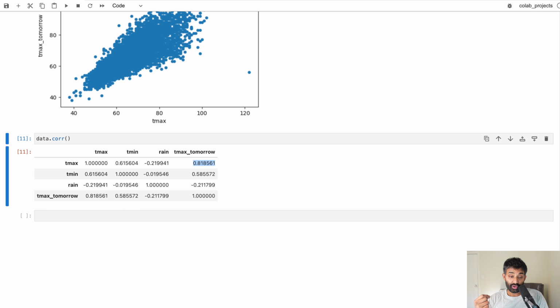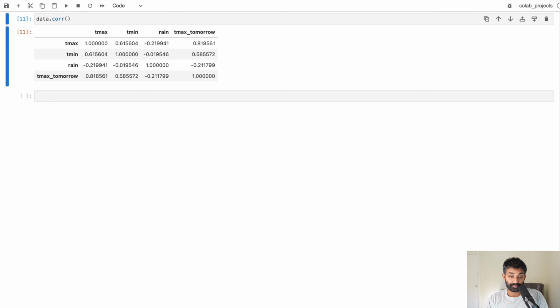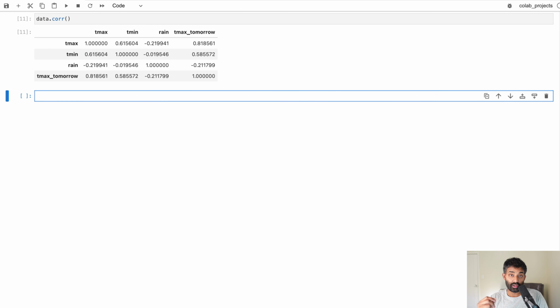Now, if there was a perfect linear relationship between Tmax tomorrow and Tmax, we would see a correlation coefficient of 1. So whenever Tmax increases, Tmax tomorrow will also increase and vice versa. But that's not quite the case. There's a very, very strong linear relationship, but it's not a perfect linear relationship. So let's take a look at what it would look like if there was a perfect linear relationship.